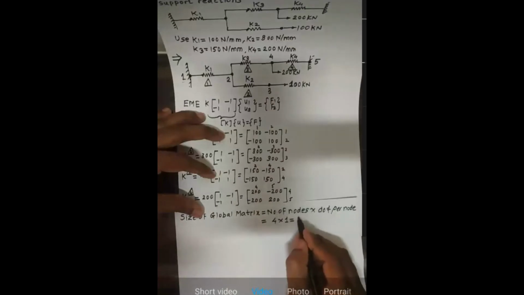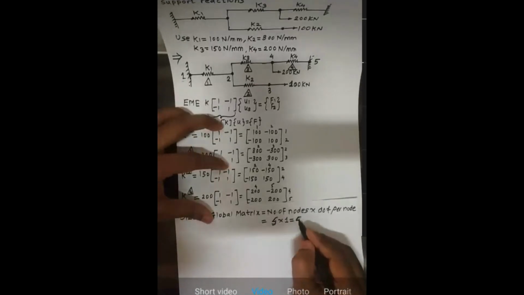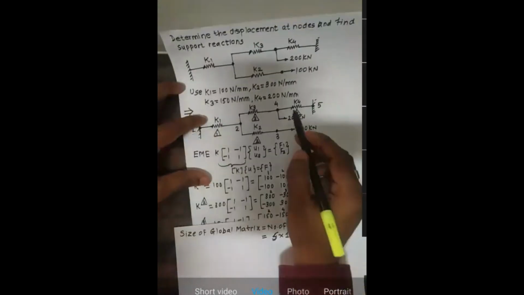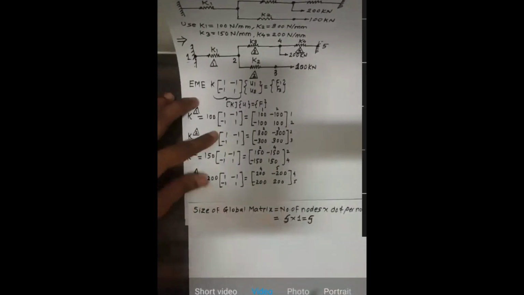So what is the size of the global stiffness matrix? See how many nodes there are. Basically, there are not 4 nodes. There are 5 nodes. Just see here. How many nodes do you have? There are 5 nodes, right? So the number of nodes is 5, multiplied by each node moving in only one direction. So you'll get its size as 5, right?